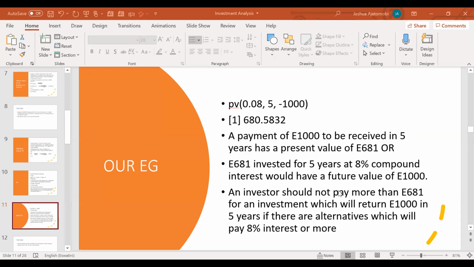Oh, so this means I invest 681 and my value will be 1,000 on that day. Yes, in 5 years' time at 8%. Okay. Yeah, that is the implication.